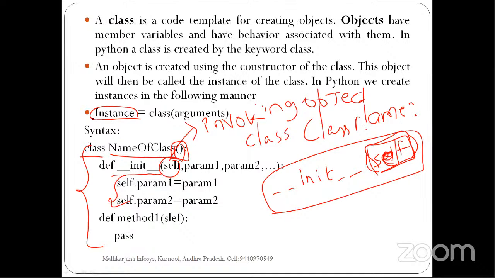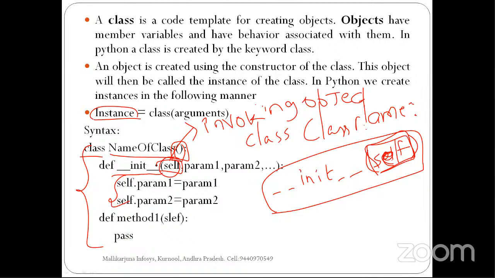So here it is a blueprint. Self indicates, as I said, that you can create n objects. Self indicates the current working object. Right now, for whichever object you are going to work, that is what self indicates. That's why I said invoking object.